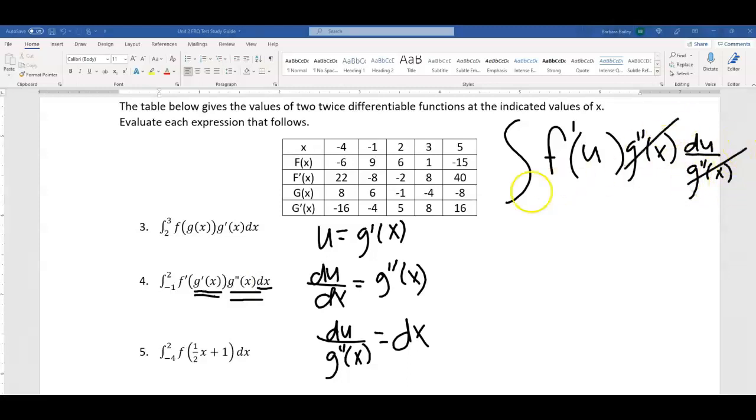We also need to change our limits. The limits are -1 and 2. So let's start off with a 2. How can I change that? Well, we come back to our u expression.